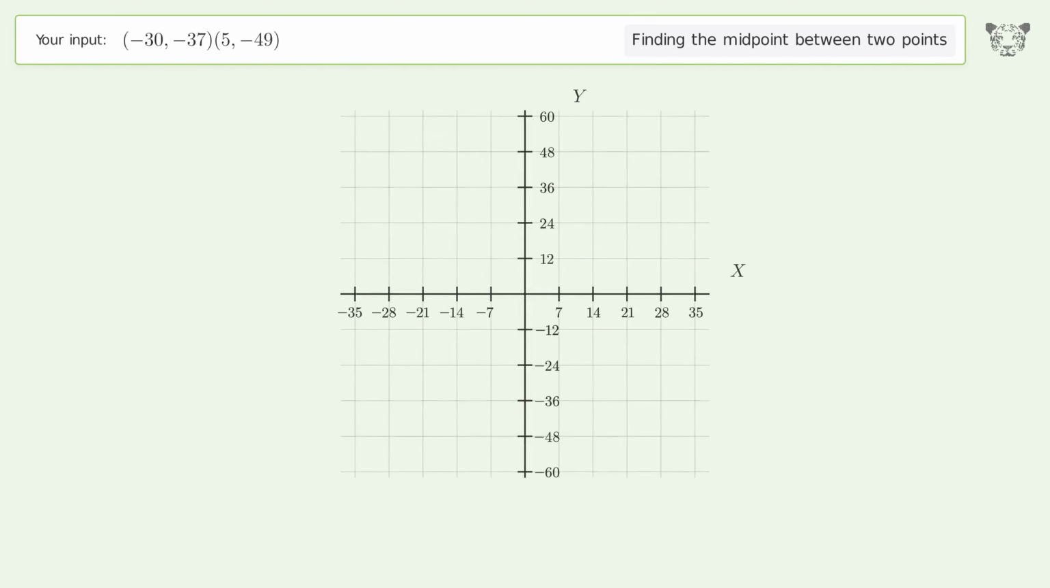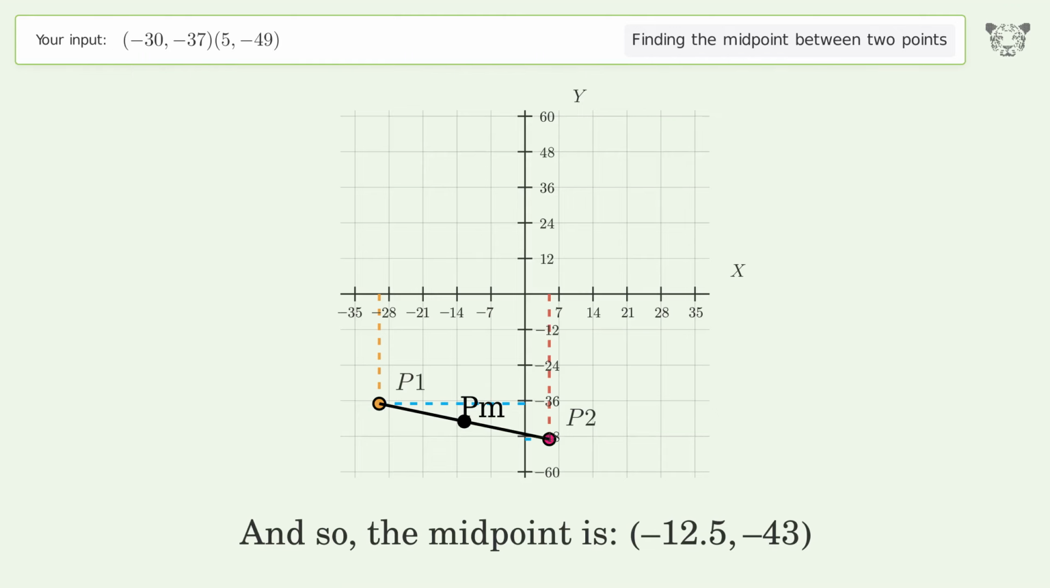And so, the midpoint is negative 12.5, negative 43.